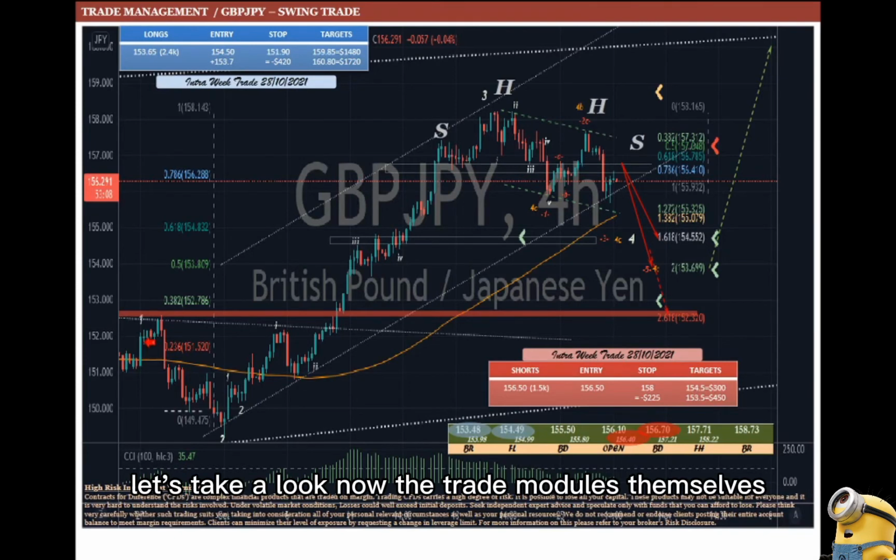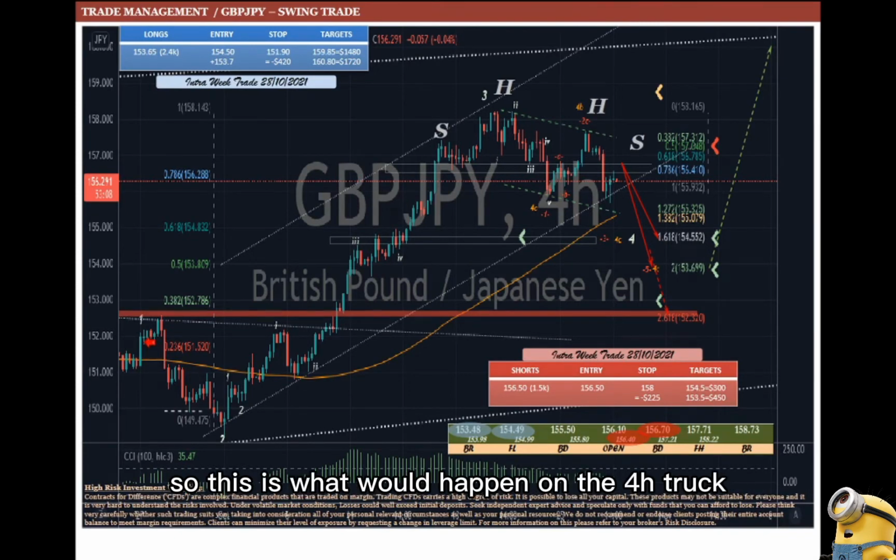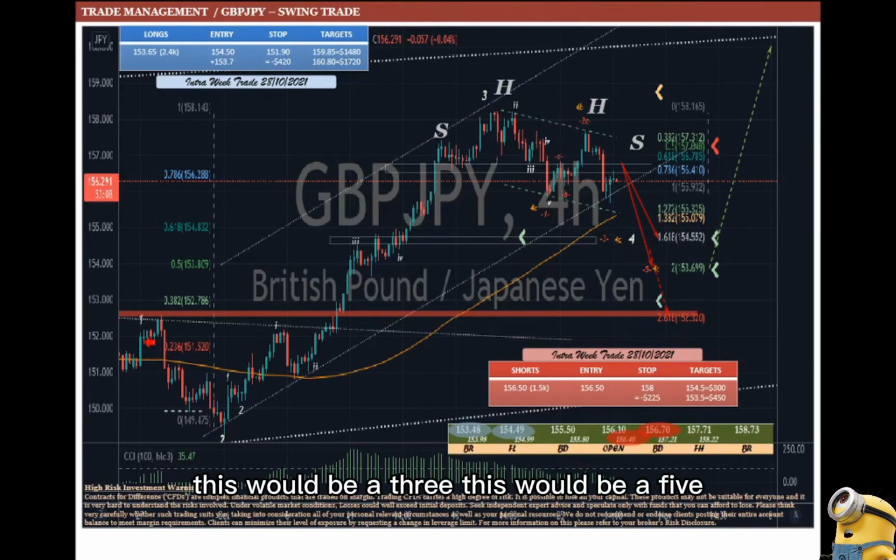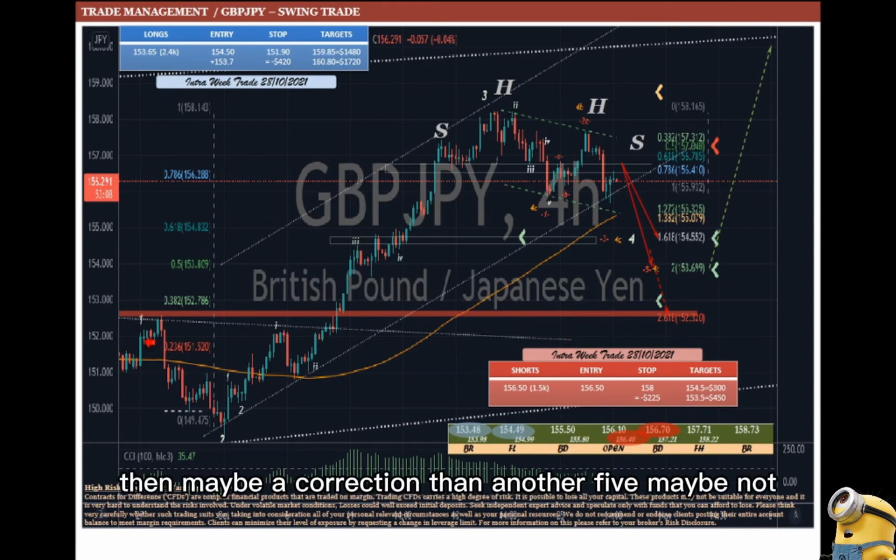Let's take a look now at the trade modules themselves. So this is what would happen on the 4-hour chart. We're selling these levels, 156.70, 156.50, all the way down to 4C here or 4C here. This would be a 3, this would be a 5. The segregation here shows there's a 1, 2, a 3, 4, and the 5 into 3, then maybe a correction, then another 5, maybe not. So again, targets are 154.5, 153.7. So today we would sell 156.5.